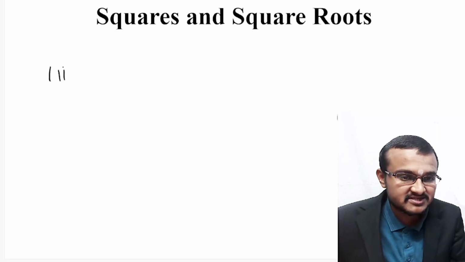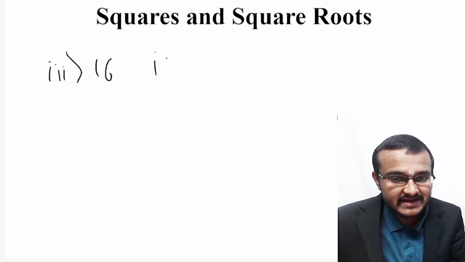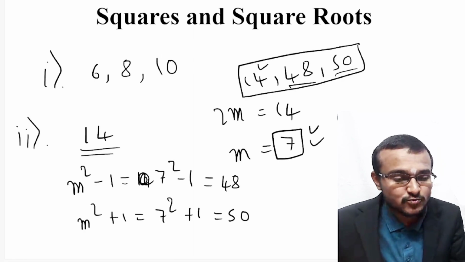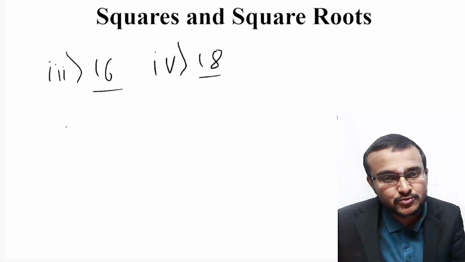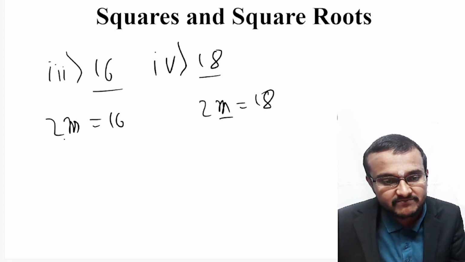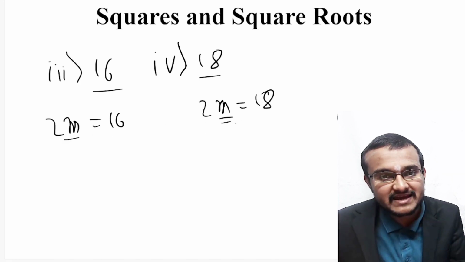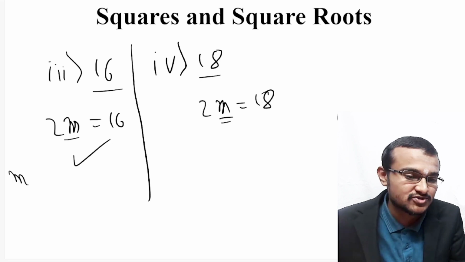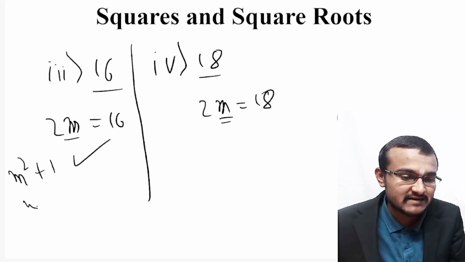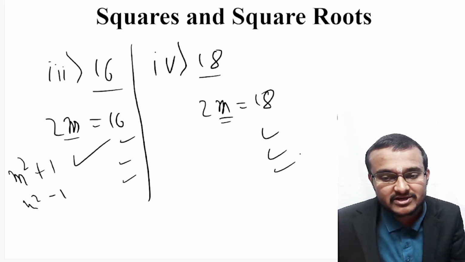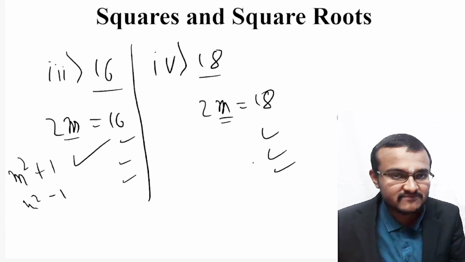Similarly, they have given 16 in the third question and 18 in the fourth question. Just as I solved the previous two problems, you can solve these two as well. Here you should take 2m equal to 16 and 2m equal to 18, and find the value of m. So here m will be 8 and here m will be 9. Next you should substitute m in m square plus 1 and m square minus 1. So you will get the Pythagorean triplets in both cases. Similarly, you can solve the third and fourth questions.